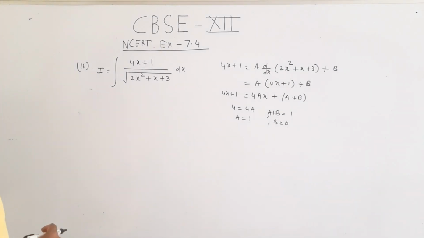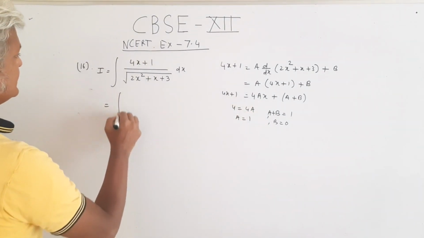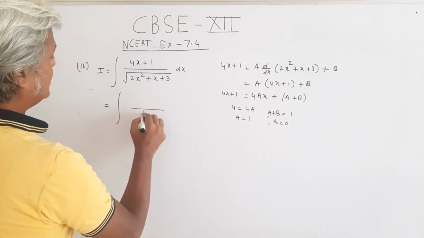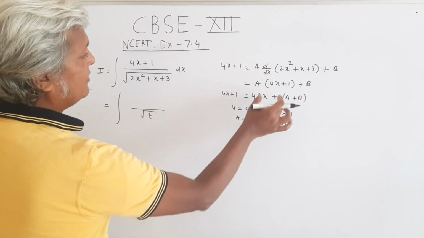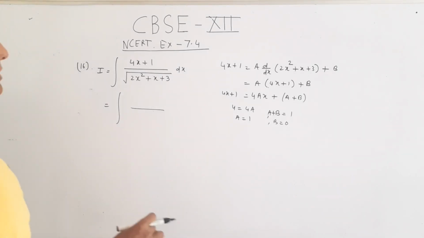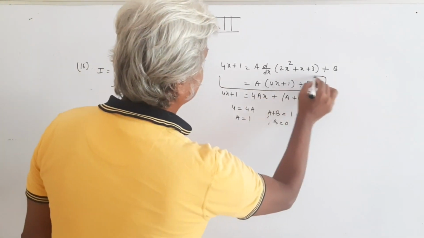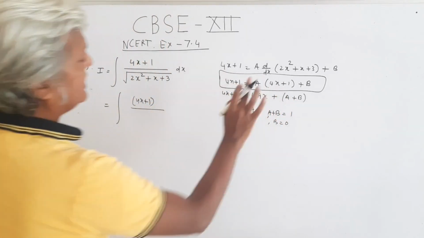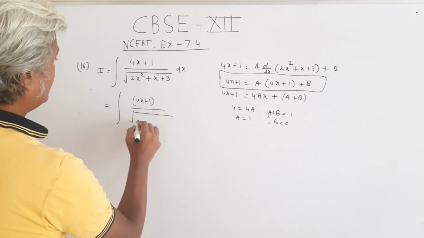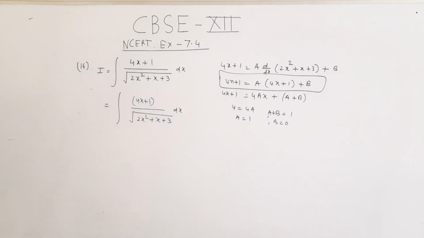It means your integration can be written directly with b as 0. I could have, without using this, taken this one as t, under root t, then dt will be 4x plus 1 times dx. Let me go in a very similar way: a is there, b is 0, so just write 4x plus 1 upon under root 2x square plus x plus 3 dx. Actually, every time this is not the exact differentiation, because this time we are finding b as 0. I thought initially that we would have some numerical value for b other than 0. That's why I adopted this method.